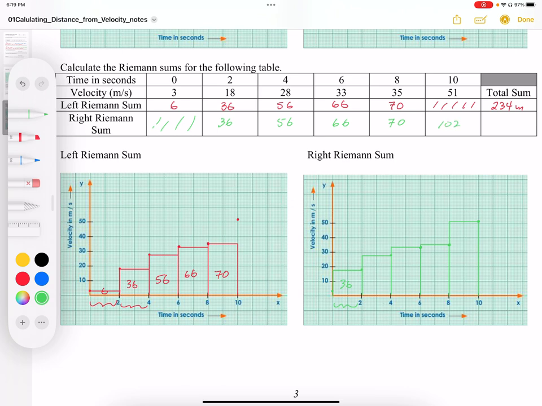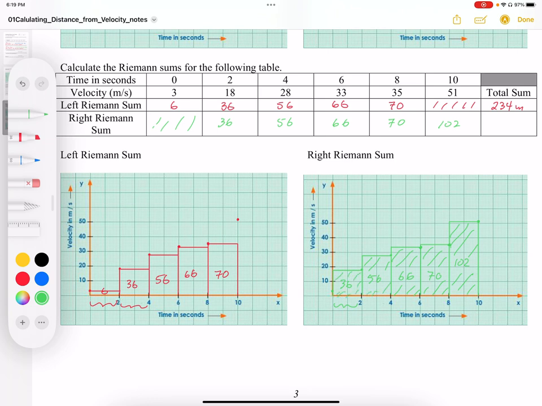So I'm just going to write these in. 36, 56, 66 meters. 70 meters is that area. And 102 meters is the last rectangular area. Maybe I'll just shade that in so you can see that a little bit more clearly. So these are the areas that we're talking about, and these areas represent the displacement in meters.